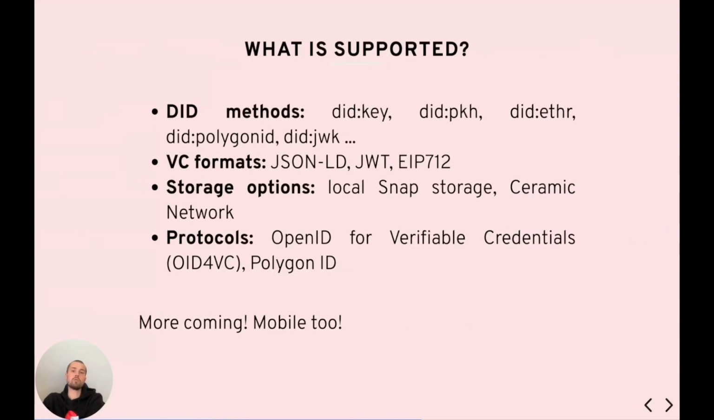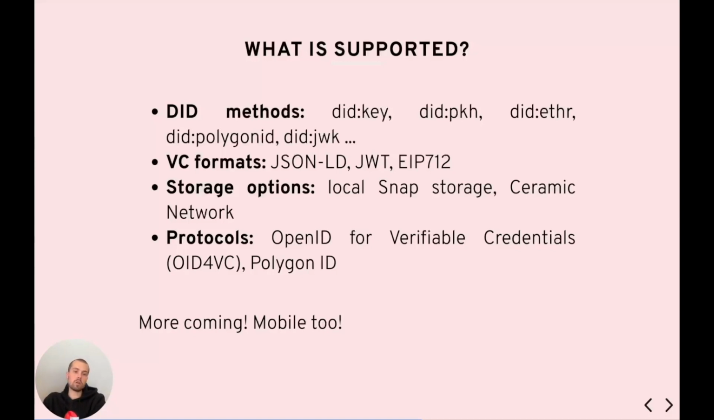So what is at the moment supported? Masca already supports various protocols and integrations. Some of the DID methods that it currently supports are did:key, did:pkh, did:ethr, and did:polygonid. We also support several VC formats such as JSON-LD and JSON Web Tokens. You can store verifiable credentials in different places, such as in local Snap storage, which is encrypted off-chain storage directly in MetaMask, and we also support Ceramic Network. We also support different data exchange protocols such as OpenID for Verifiable Credentials and the protocol used in PolygonID.